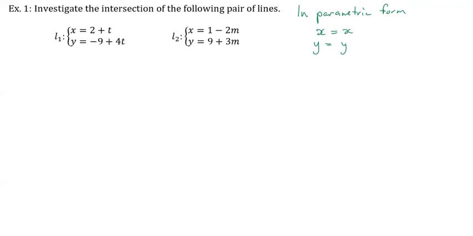It's that easy. And then you have a new system that you can solve. So my x's look like this: 2 plus t equals 1 minus 2m. I'll call that equation 1. And my y's look like this: negative 9 plus 4t equals 9 plus 3m.